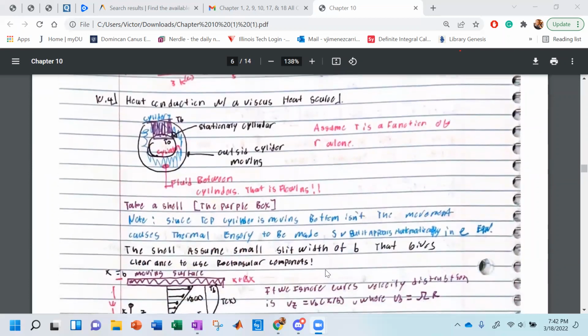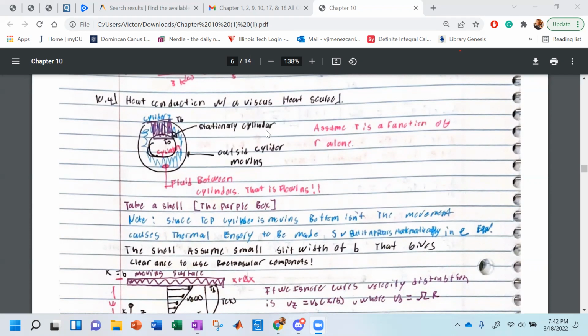Now for 10.4, this is a little bit more annoying because this problem becomes a little complicated. And the reason it becomes complicated is now we're talking about heat conduction with a viscous heat source that's taken into account with the energy balance. So you don't have to worry about that SC or SN term. But the difference here is that we have two cylinders. One is the outside cylinder and one is the inside cylinder.